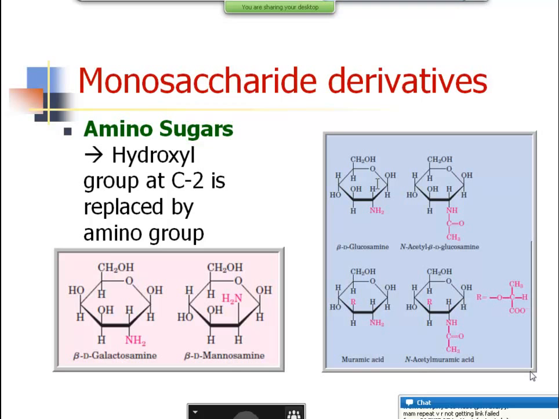So I'm just making you understand how they look. Muramic acid is nothing but a glucose residue where the second carbon atom has been replaced by an amino group, and at the third carbon atom a lactic acid has been added. And that amino group which is at the second carbon atom is acetylated. So that becomes N-acetyl muramic acid, and N-acetyl glucosamine I have talked about.